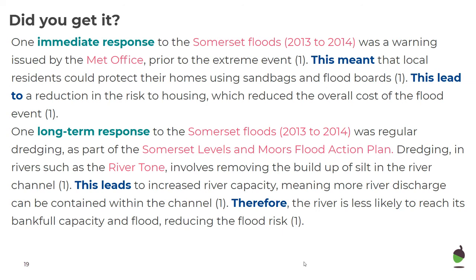One long-term response to the Somerset Floods 2013 to 2014 was regular dredging as part of the Somerset Levels and Moors Flood Action Plan. Dredging in rivers such as the River Tone involves removing the buildup of silt in the river channel, 1 mark. This leads to increased river capacity, meaning more river discharge can be contained within the channel, 1 mark. Therefore, the river is less likely to reach its bank full capacity and flood, reducing the flood risk, 1 mark.